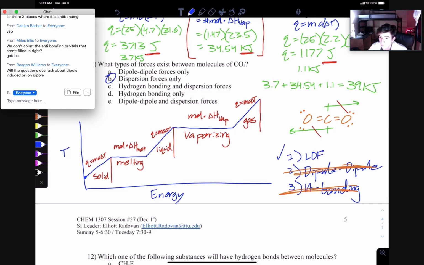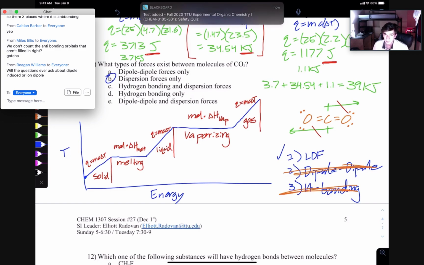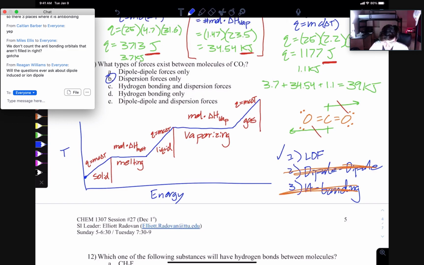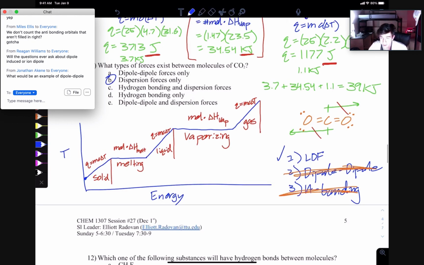Yeah, so someone says dipole-induced or ion dipole. Probably not. That's pretty low yield. They could. I just didn't see it on the practice finals that I used to make this session. But just to review, so I'll do 4. So we have ion dipole. That's self-explanatory. It's just an ion that is attracted to a polar molecule, okay?